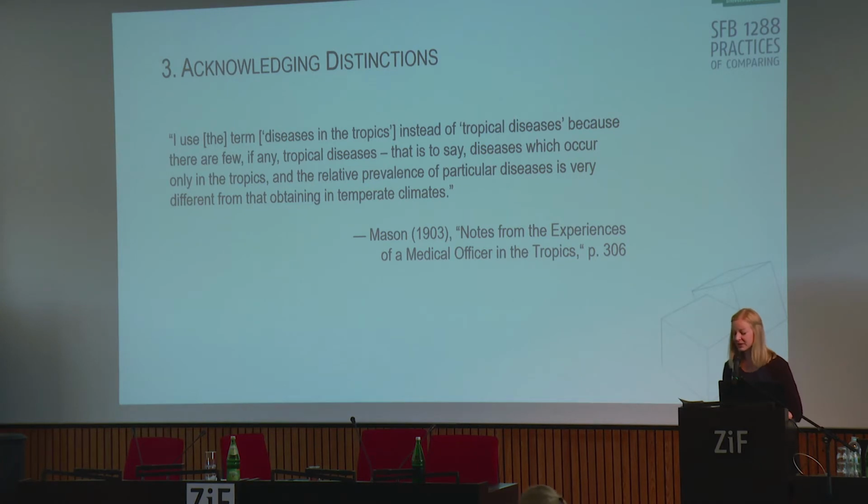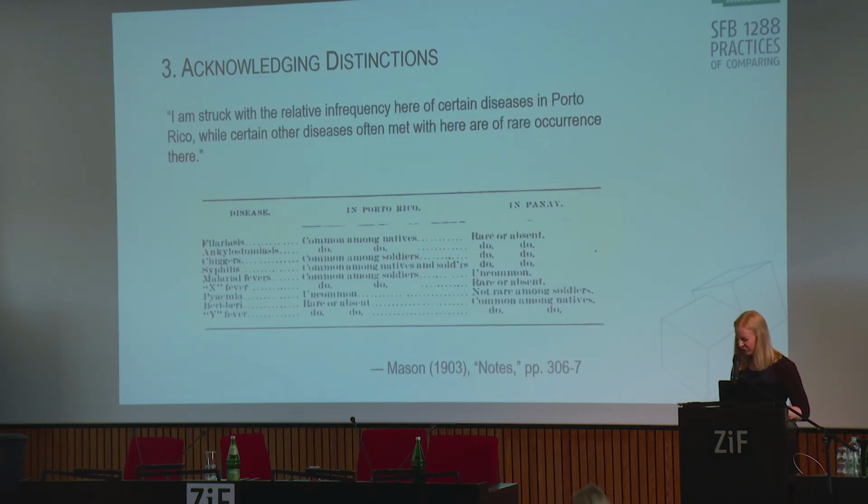And the relative prevalence of particular diseases is very different from that obtaining in temperate climates. In other words, Mason does not necessarily deny the basic assumption of tropical medicine that the tropics and the temperate zones are epidemiologically different, but rather he conceptualizes that difference not as categorical, but as comparative and relative in nature. A little further down, it becomes obvious that this comparative distinction does not only apply to different climate zones, but also to different places that are regarded as belonging to the same zone.